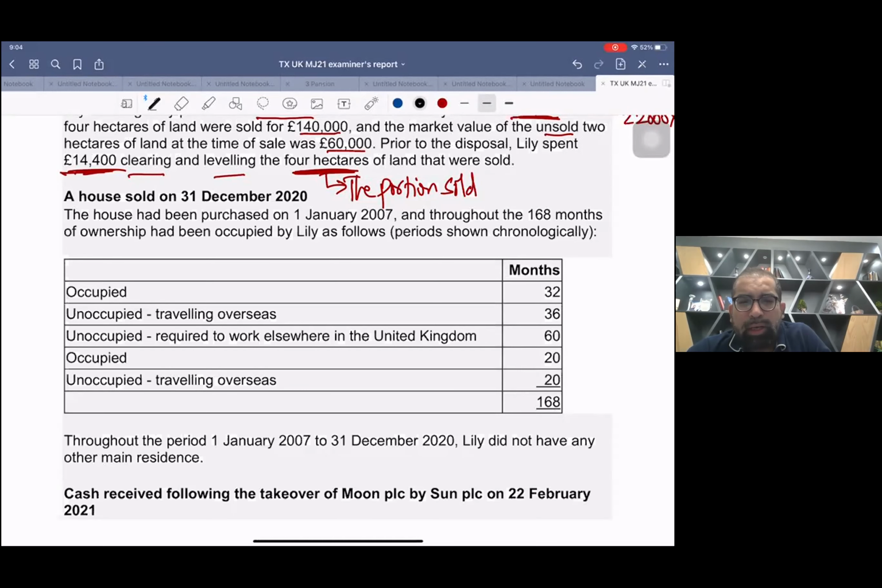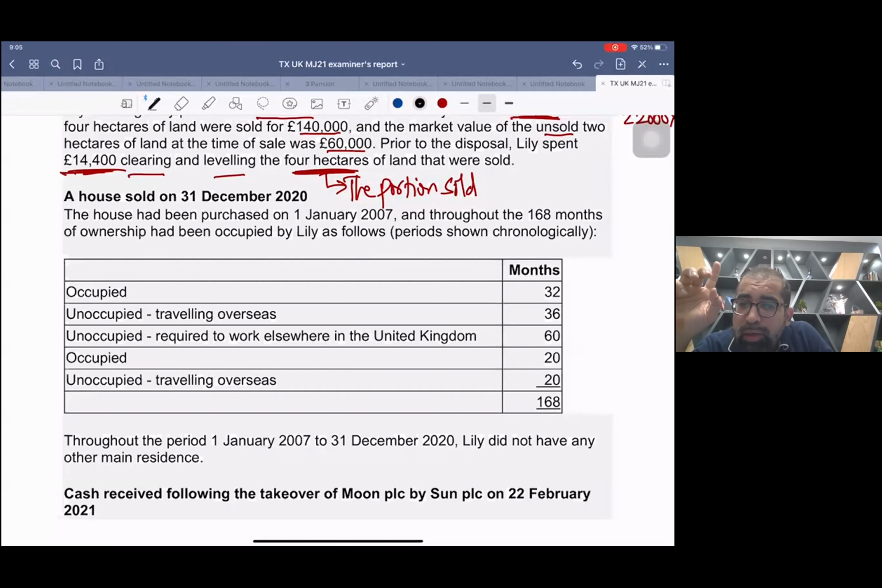in PPR we discussed one more relief. What was the name of that relief? I forgot the name. Sorry. In PPR, we studied one more relief, letting relief. Forget about letting relief in this question. Leave it. Only it's a normal PPR question.